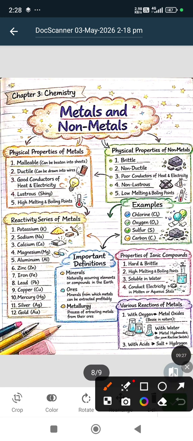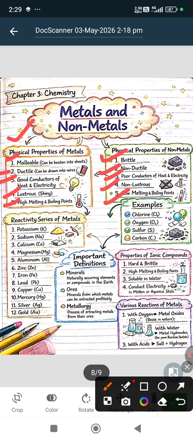Here are the combined properties of metals and non-metals. Physical properties of metals: metals are malleable, they can be beaten into sheets. Number 2, they are ductile, can be drawn into wires. Number 3, good conductors of heat and electricity. They are lustrous, shiny in nature. They have high melting and boiling points. Physical properties of non-metals: they are brittle, they are non-ductile, they are poor conductors of heat and electricity, they are non-lustrous, they have low melting and boiling points.